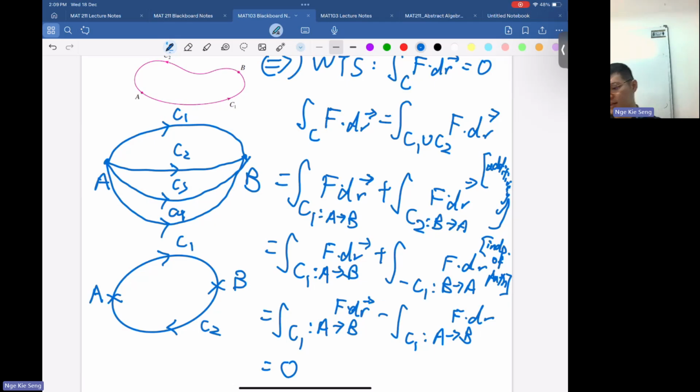Okay. And then last part here is the effect of orientation of curve on the integral. Okay, you can bring out the minus. So I asked you why max is nice, right? I think max is nice is because of this.